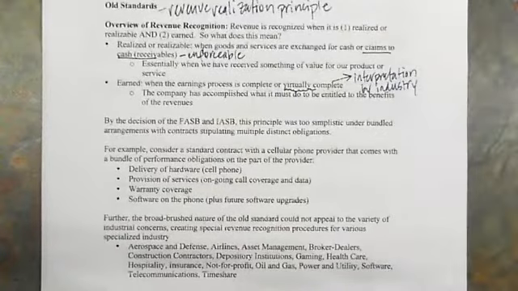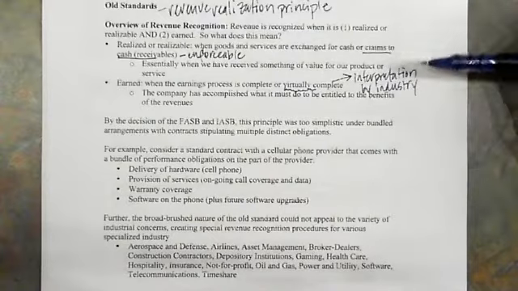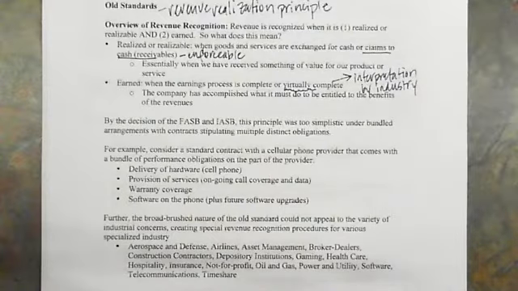So by the decision of the FASB and the IASB, this was a convergence project that they entered into. They wanted to redefine revenue recognition. They said that this two criteria policy was just too simplistic for the bevy of transactions that occur in today's economy. And if you think about it, there's a point to that.